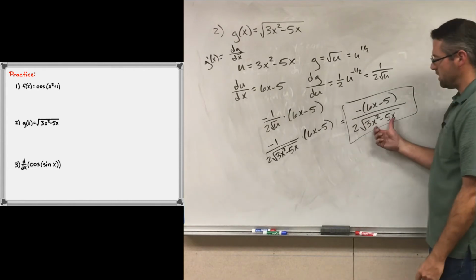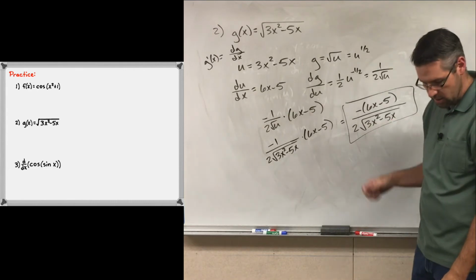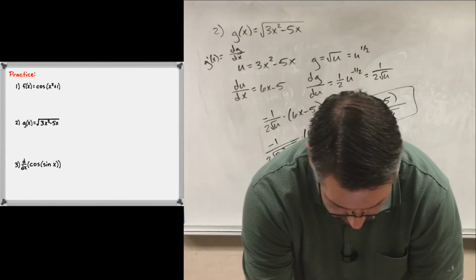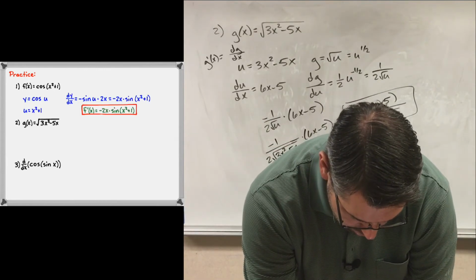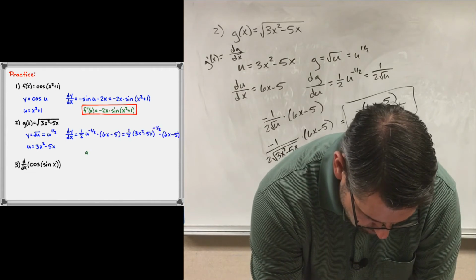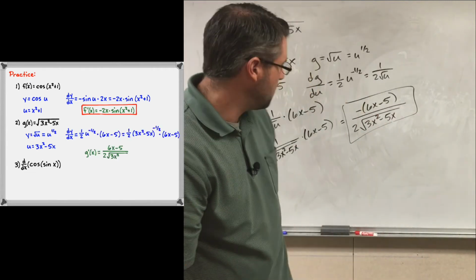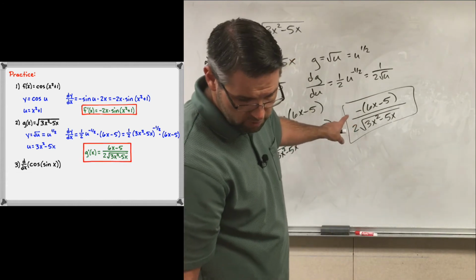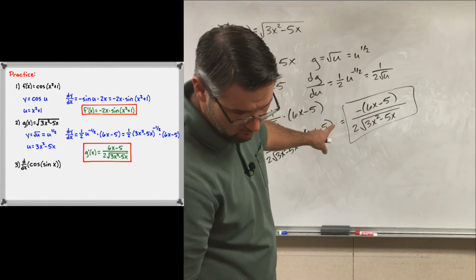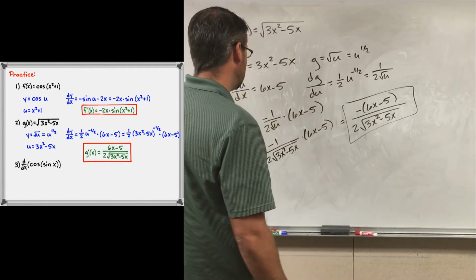Okay? There's no need to rationalize the denominator there. Our focus is on the calculus right now. Okay? So let's go ahead and make sure we are good with that answer. 6x minus 5 over 2 times 3x squared. Uh-oh, what did I do wrong? I did something wrong. Where did I go wrong?